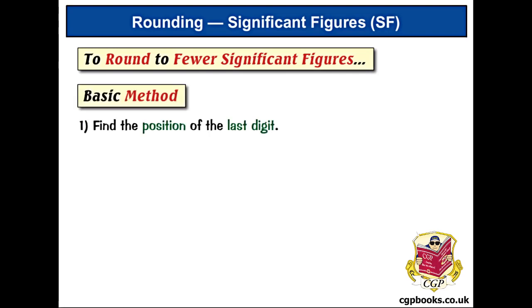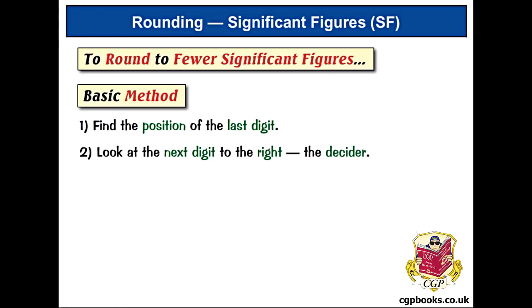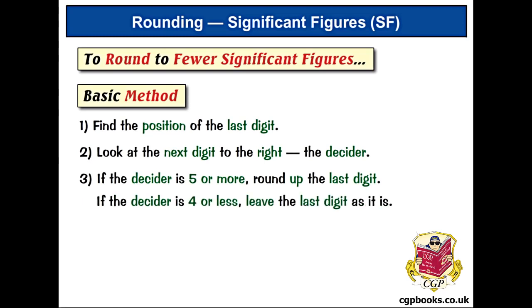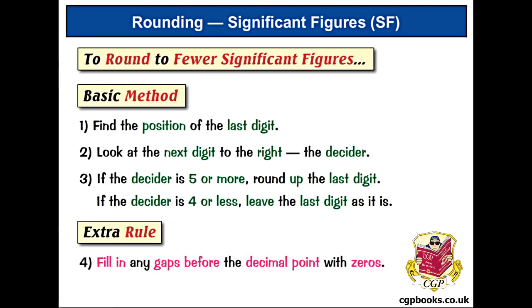First, find the position of the last digit, so that's where you want the last significant figure to be. Then look at the next digit along, to the right. This is the decider. If the decider is 5 or more, then round up the last digit. But if it's 4 or less, leave the last digit as it is. And now, here's the extra rule for significant figures. You need to fill in any gaps before the decimal point with zeros.